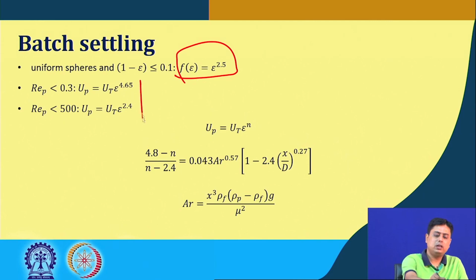We have also seen these two criteria: when the particle Reynolds number is less than 0.3, the exponent is basically 2.65, and when it is in Newton's law region, it is basically 0.4. So, in Stokes law region, the viscosity will be influenced by epsilon to the power 2.65. And in the Newton's law region, when the drag force is independent of the viscosity, there we have epsilon to the power 0.4.